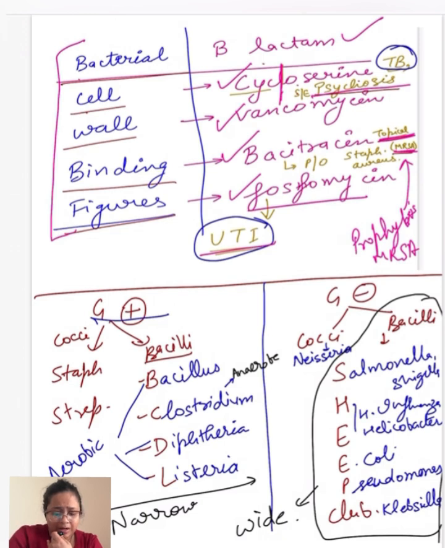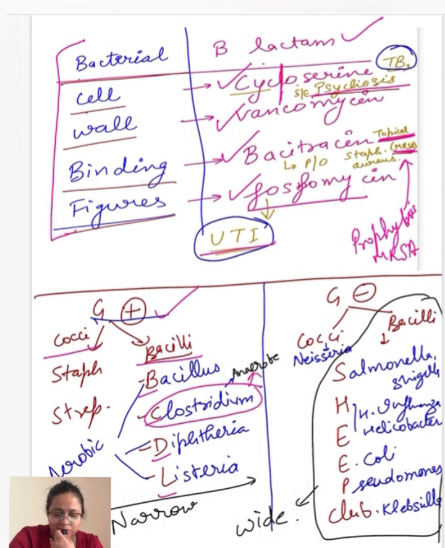Gram-positive bacteria can be cocci or bacilli. Cocci are Staph and Streptococcus. Bacilli are B, C, D, and L: Bacillus, Clostridium, Diphtheria, and Listeria. Bacillus, Diphtheria, and Listeria are aerobic, and Clostridium is anaerobic.